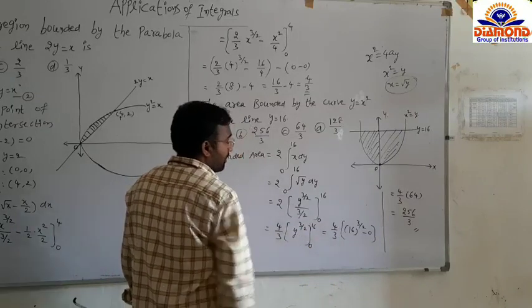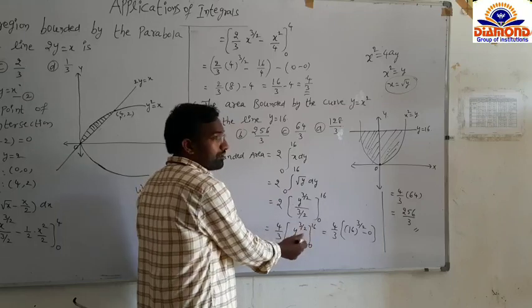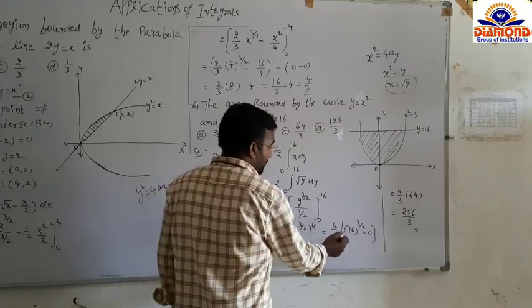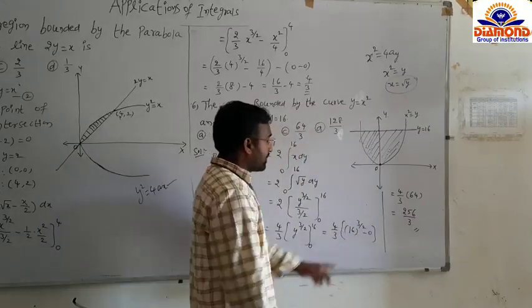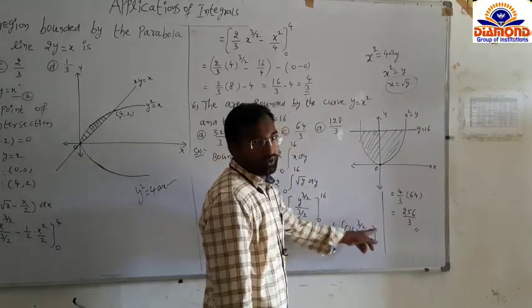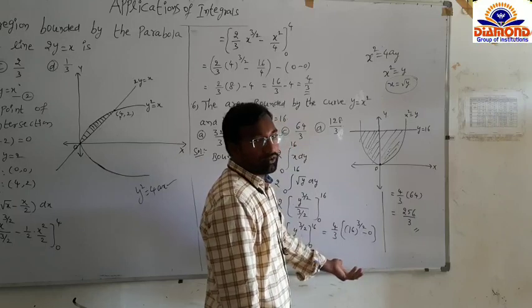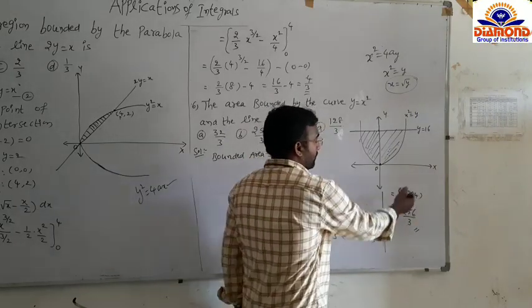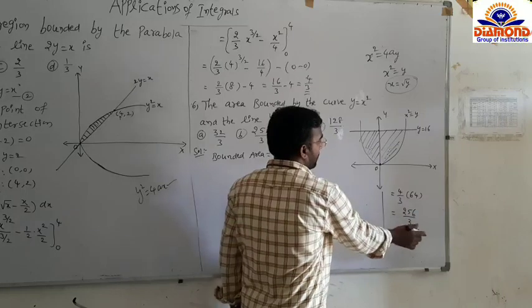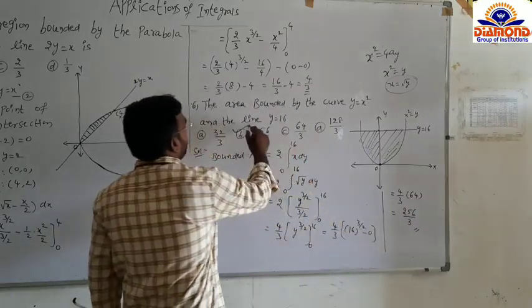Limit 0 to 16. First substitute upper limit, after that minus lower limit. So 4 by 3 of 16 power 3 by 2 minus 0. So 16 is nothing but 4 square. 2 to cancel, you get remaining 4 cube. 4 cube value 64. So 4 by 3 into 64. 64 into 4 is 256. So answer is 256 by 3. Option B.